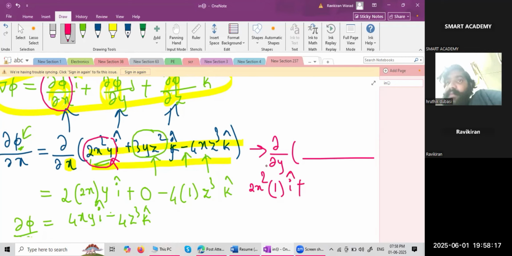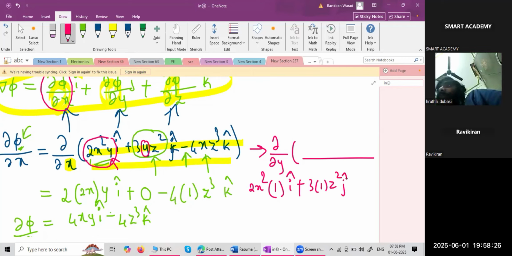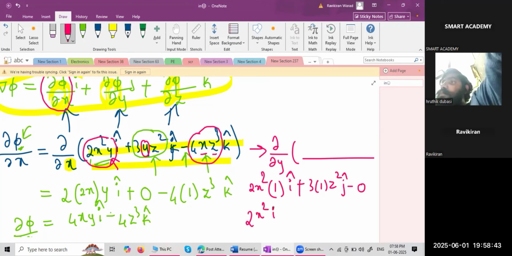With respect to y, is it possible? Yes, possible. 3z square is 1. 3 into 3 into 1 into z square, j cap, minus. Is it possible to differentiate with respect to y? No, the x term will be there, so its differential will be 0. Any connection up to here? 2x square into 1 is 2x square i cap. 3 into 1 is 3z square j cap, minus 0. Leave it as it is.